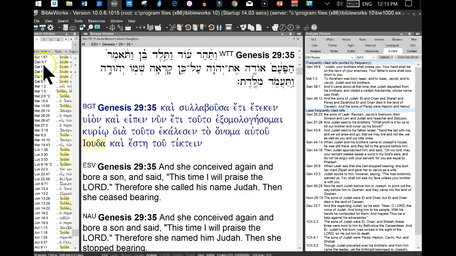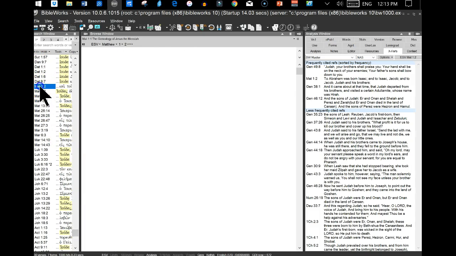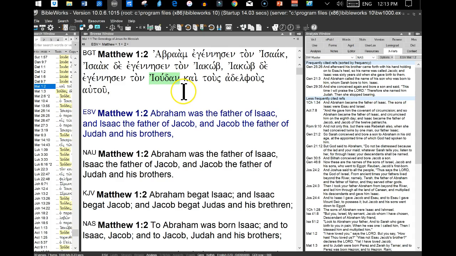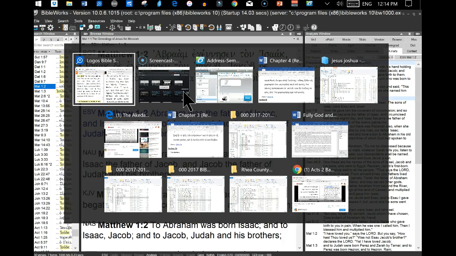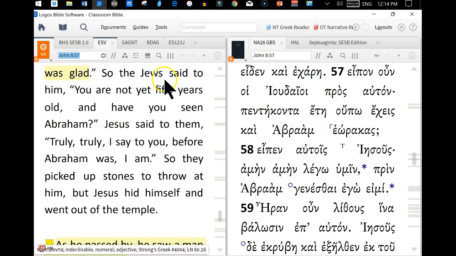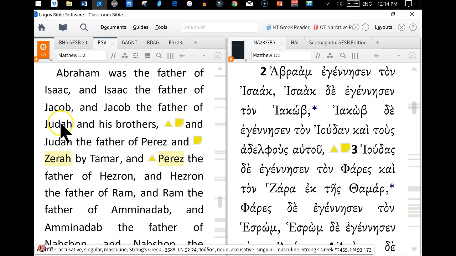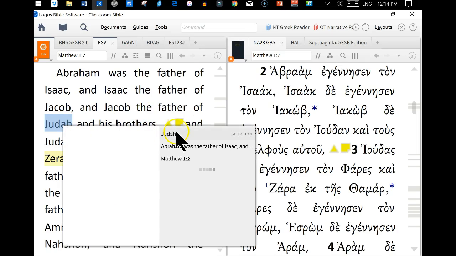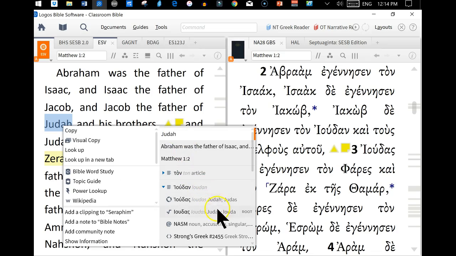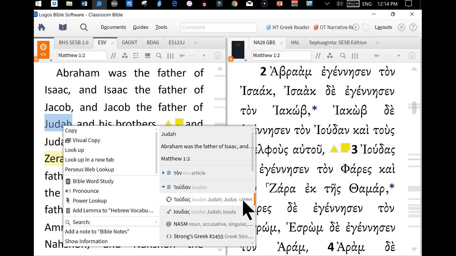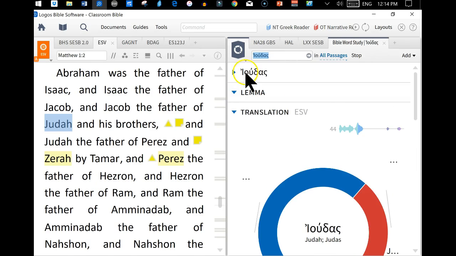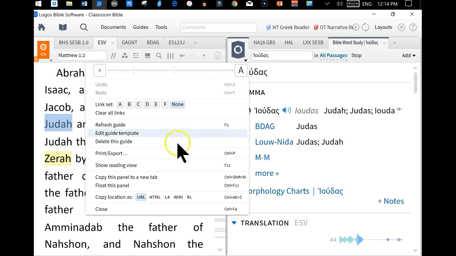So we'll look in the New Testament, and we'll look at this word, Matthew 1:2. So I'm going to type it in here, Matthew 1:2. And I'm going to do this word Judah. But I'm going to say, do a lemma search for me. In other words, show me every place in the Bible where that appears. And when you do that, I remember the first time I saw this, it kind of blew my mind.